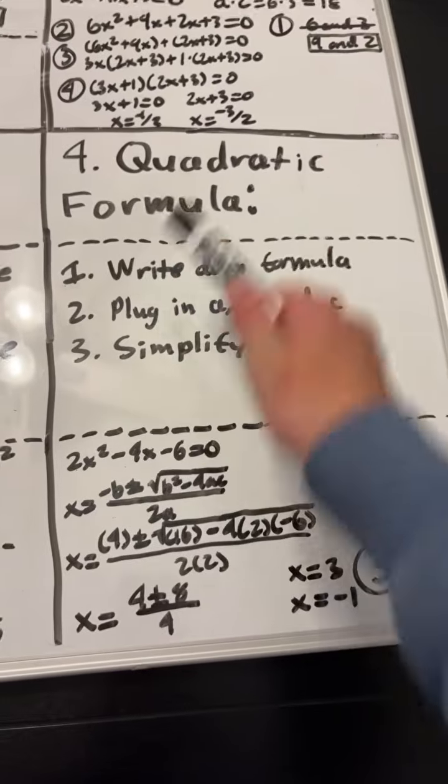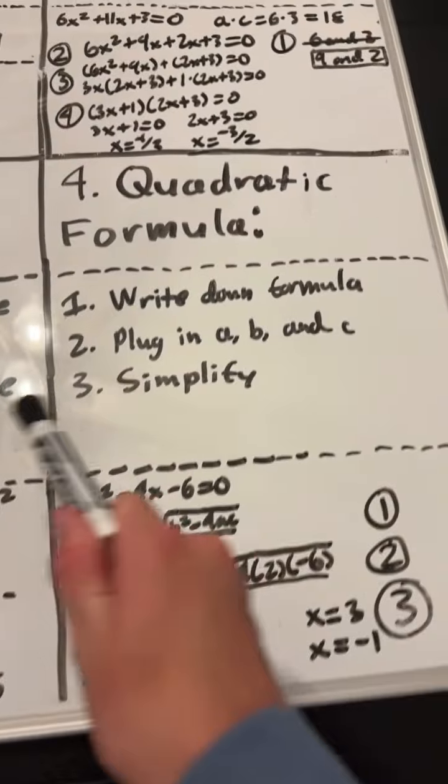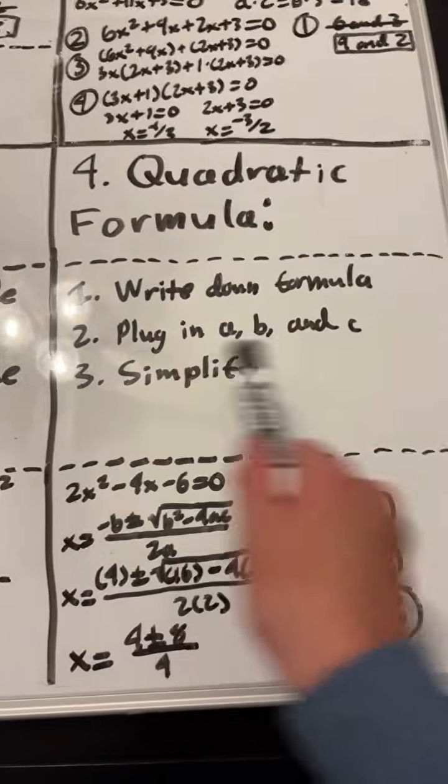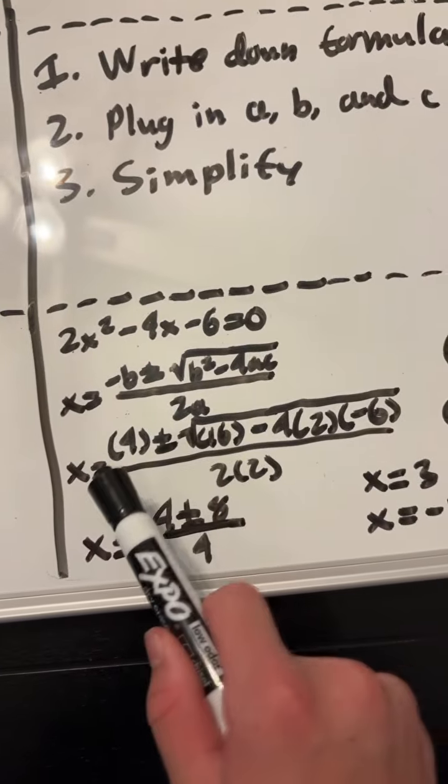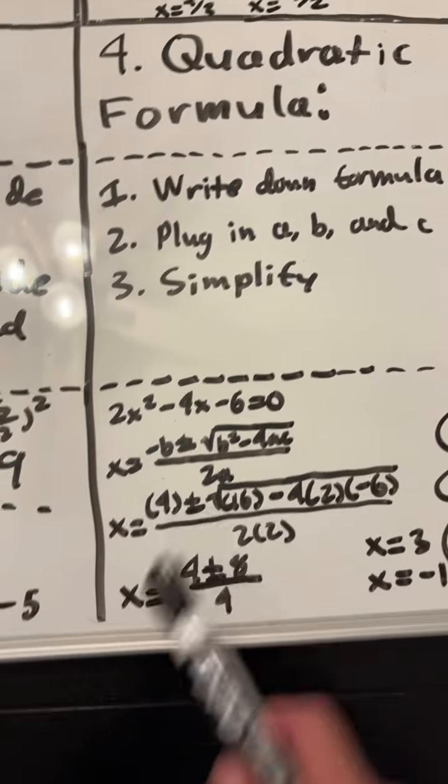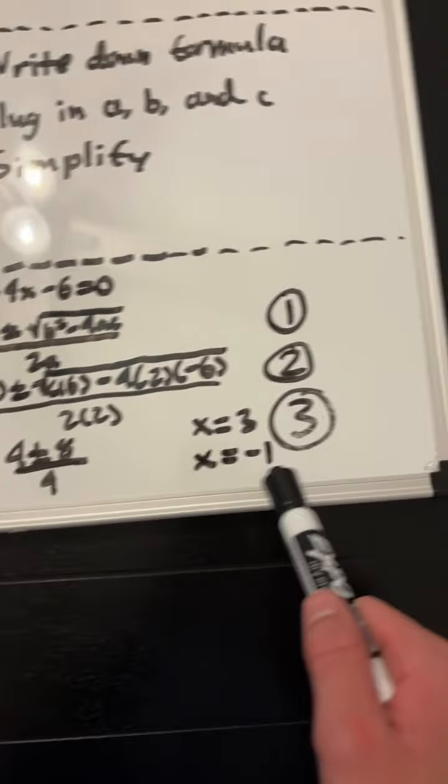So lastly, we move on to the quadratic formula, which is one of my favorites. So first, you just write down the formula, which is here. And then you plug in a, b, and c. So a, b, and c, plug in wherever. And then you simplify. So you just find the expression, simplify it, and then you find the x's.